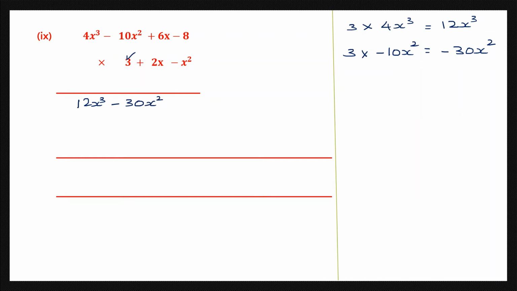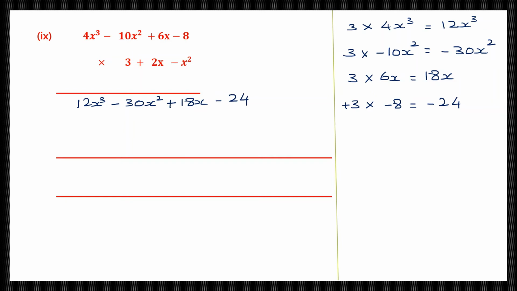Now we are going to do 3 into 6x. So 3 into 6x. 3 6s are 18 and we have x. So that's simply plus 18x. Now we finished with 6x. We are going to take 3 and minus 8. So 3 into minus 8, plus into minus is minus. 3 8s are 24. So we have got minus 24. So now we have finished with 3.